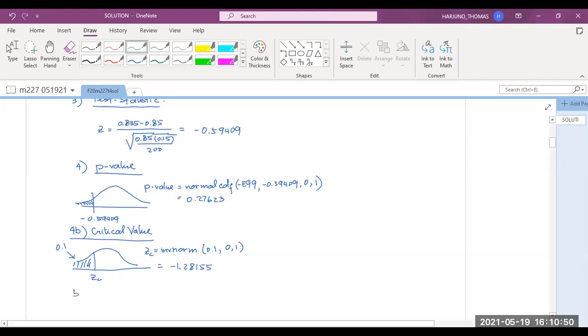Okay, now step 5, informal conclusion. Informal conclusion: fail to reject the null hypothesis.